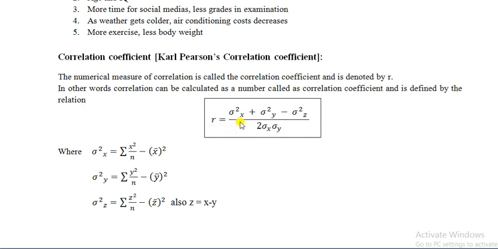So here sigma square x denotes summation of x square divided by n minus x bar square. Sigma square y means summation of y square divided by n minus y bar square, and sigma square z means summation of z square divided by n minus z bar square. So here z is equal to x minus y.